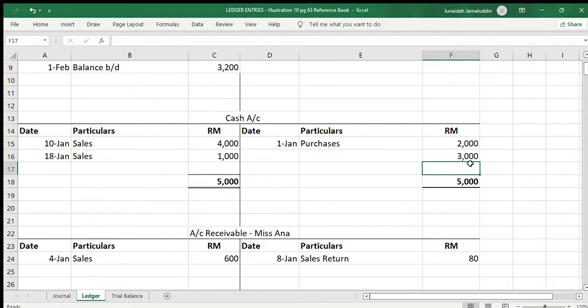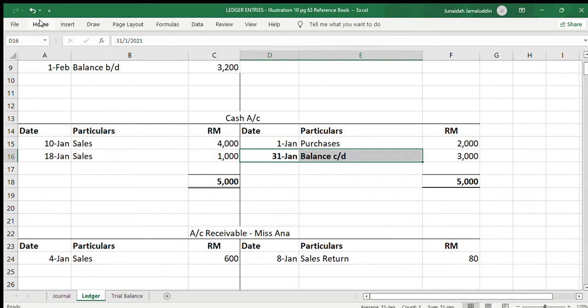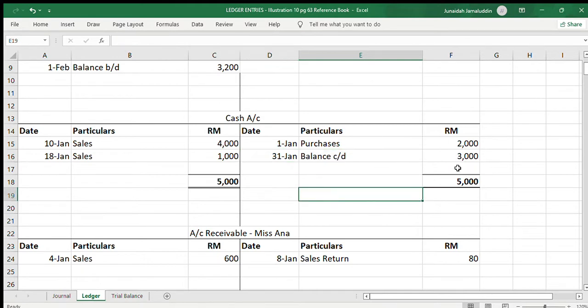So difference sebanyak 3,000 ni lah kita panggil sebagai balance CD. Balance CD ni pada 31 Januari. So untuk cash account, dia punya baki akhir dia adalah sebanyak 3,000. Baki akhir pada 31 Januari adalah sebanyak 3,000. Maksudnya dalam cash account kita, pada akhir bulan Januari, kita ada baki sebanyak 3,000.